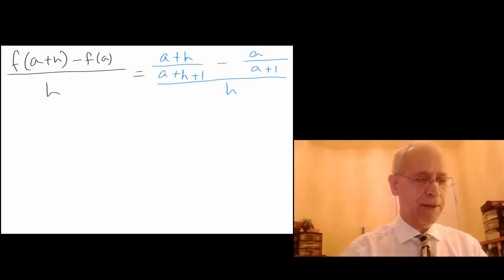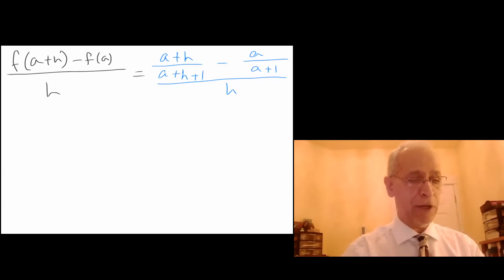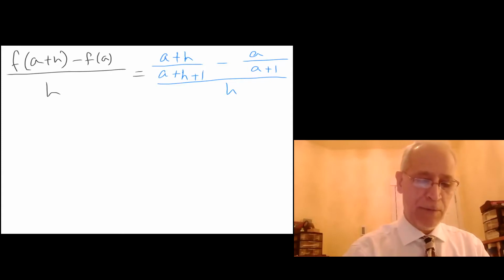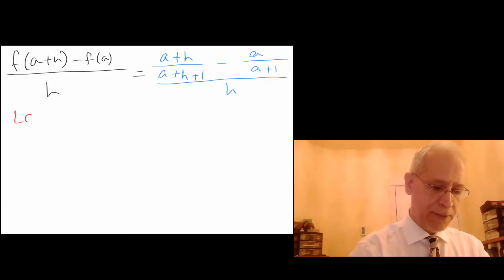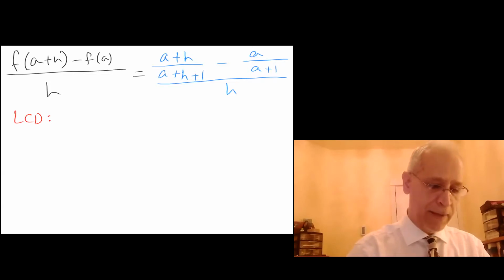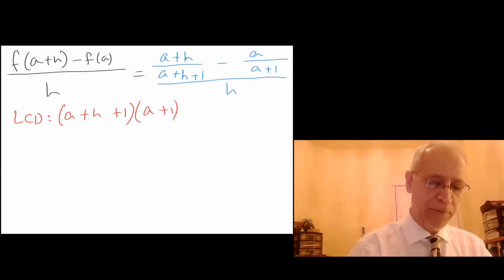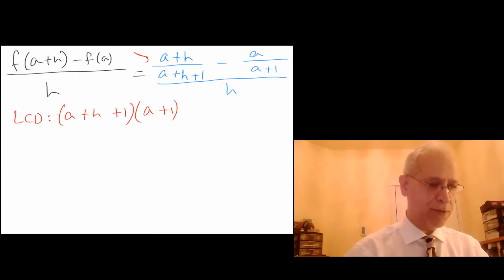So what can I do here? I'm going to go ahead and, using least common denominator, combine the numerator. First of all, what is my LCD? The LCD for the numerator of this complex fraction that we have is a plus h plus 1 times a plus 1. So I'm going to multiply top and bottom of this fraction by a plus 1.